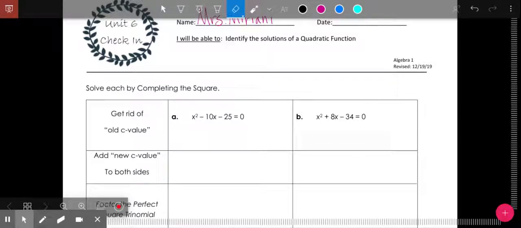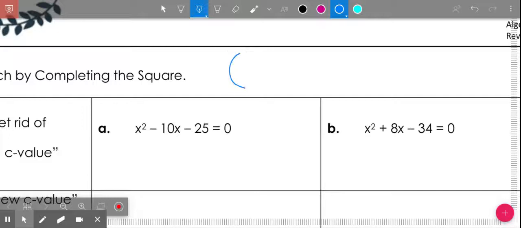All right, so today we're going to be looking at our warm up for today, our check in. We're going to be doing 2 problems for completing the square. This is the process we started yesterday. Remember, our goal is to rewrite it so it's a squared binomial, so that way we can take the square root. That's our goal, so then we can solve it.